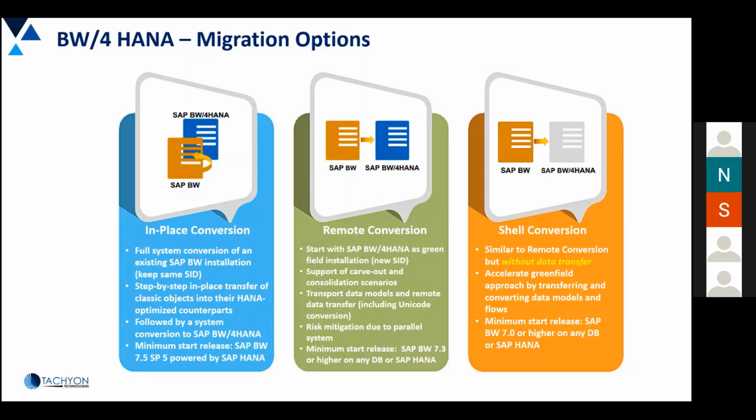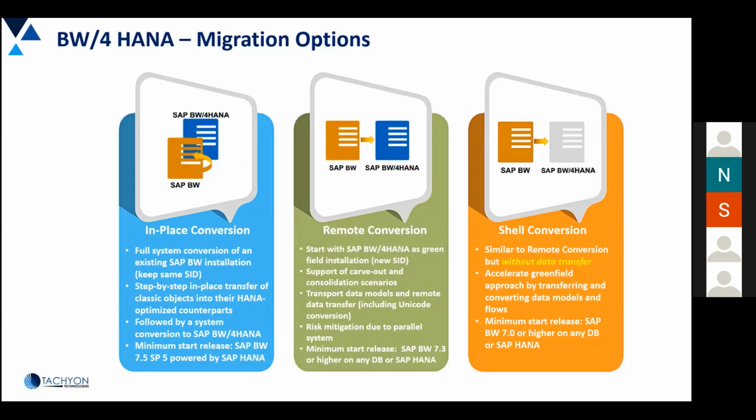And remote or shell conversion allows you to convert your BW data flows to a remote BW4HANA installation. So remote conversion also foresees the transfer of data, while shell conversion will only convert the metadata. As with the in-place conversion, the conversion tools allow you to select the objects to be converted, and now also a transport will be generated for import into BW4HANA. In case of a remote conversion, the scope can be read from development and the conversion rerun in production in order to transfer the productive data.